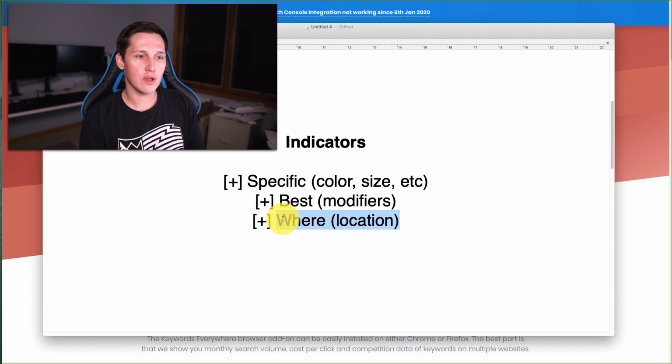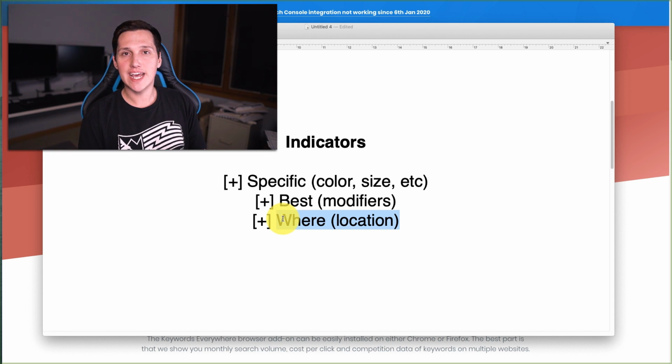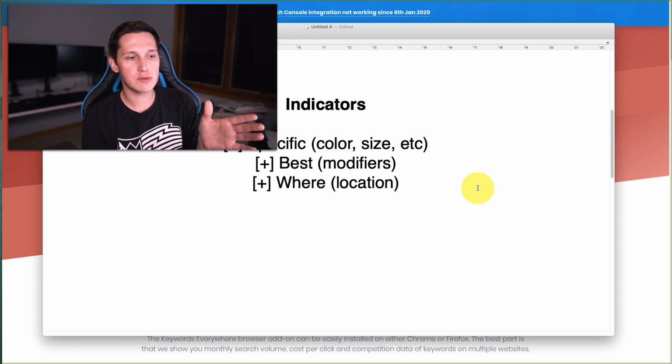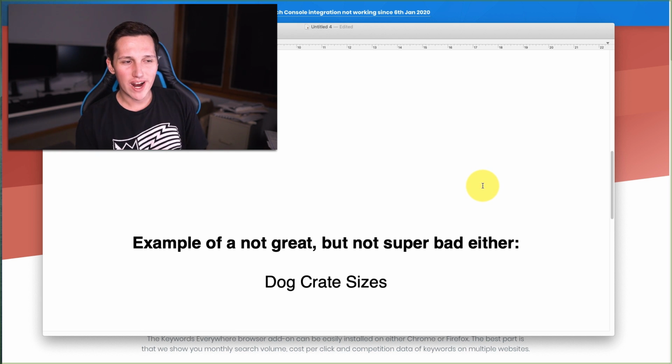Like they might say, where can I buy a Sony remote for my Sony a6500 camera? Again, that's an indicator that they are looking for something with commercial intent and they're probably going to buy. So those are good. If you can find keywords that have those, that's really great. I'm gonna give you an example of not a great keyword, but it's not super bad either.